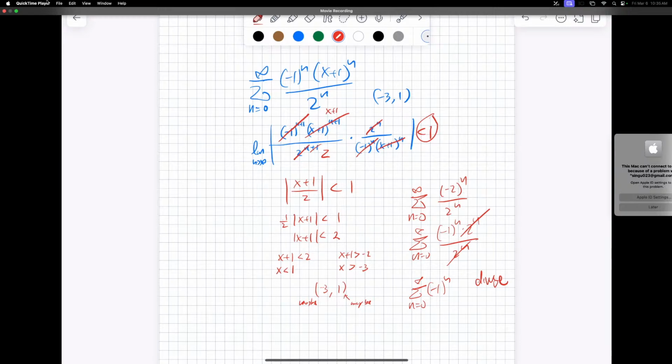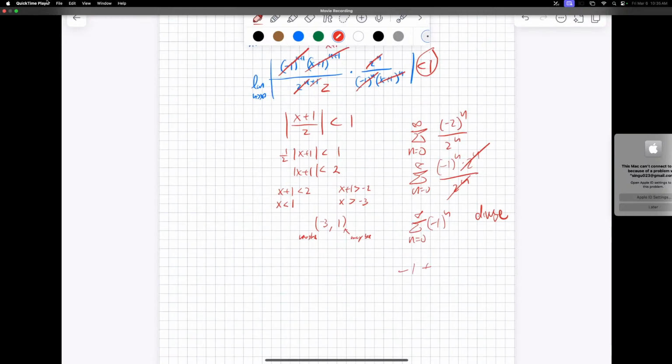Why does it diverge? If you have 1 - 1 + 1 - 1 + 1, and keep on going, what's your final answer? Is it 1 or 0? No, you don't know. Therefore, if you don't know, it's diverged because it's oscillating.